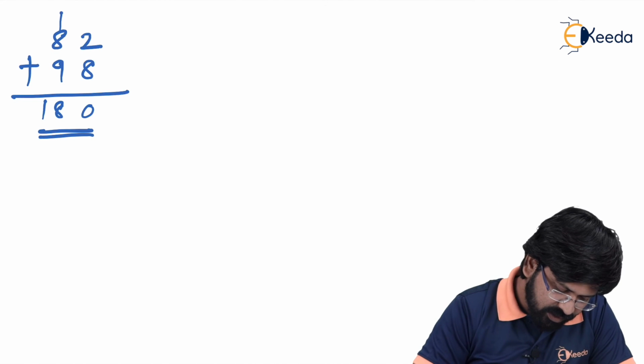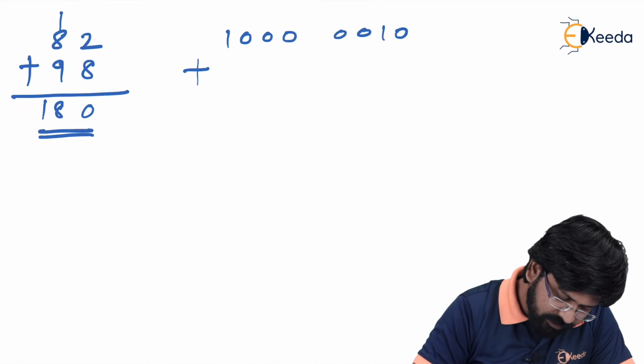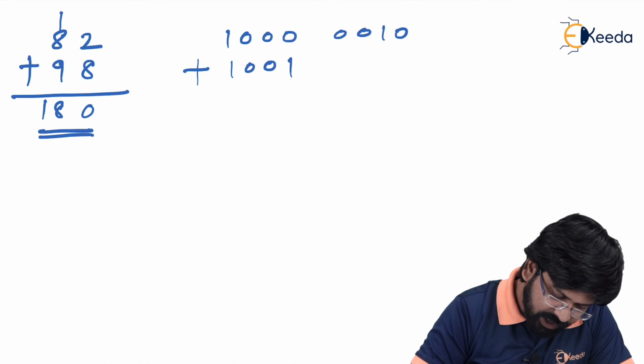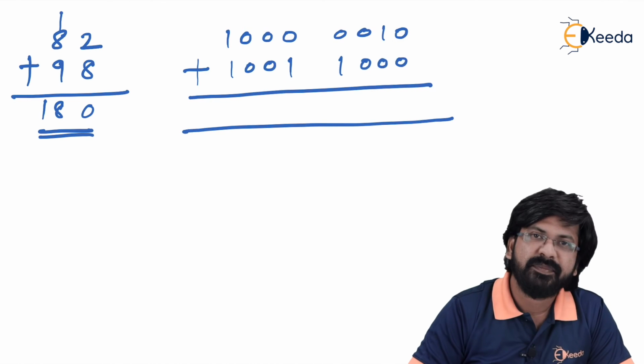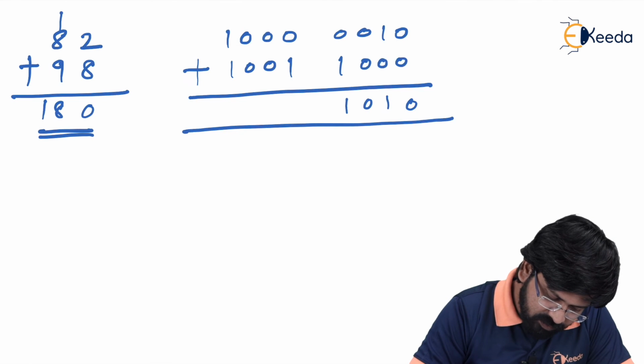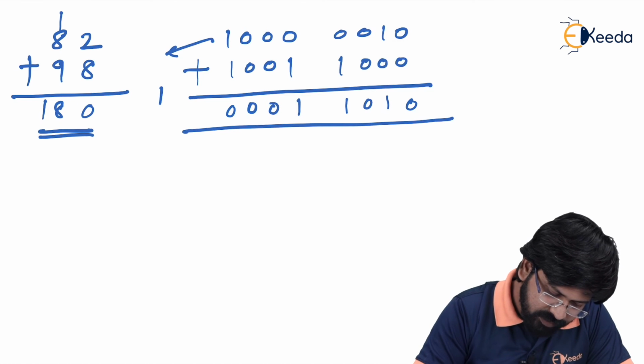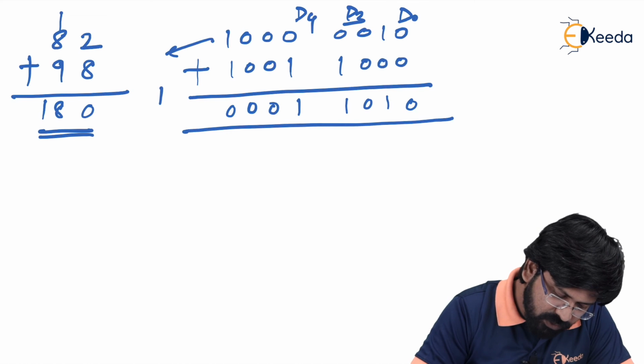Let's see. First of all, 82 in binary is represented like this: 8 is 1000, 2 is 0010. It will get added with 9, which is 1001, and 8, which is 1000. Let us perform the addition. So what do you get here? 0, 1, 0, 0 plus 1 is 1, 0 plus 1 is 1, 0, 0, and 1 plus 1 sum 0, carry 1. Don't forget, this is your D0 to D3, this is your D4 to D7.